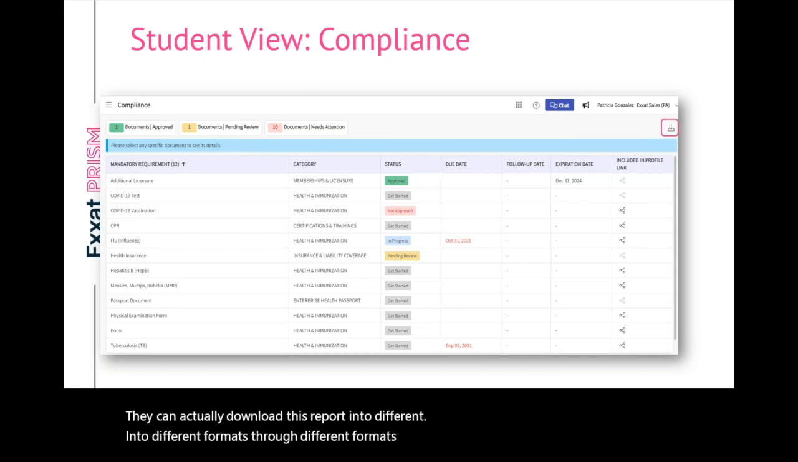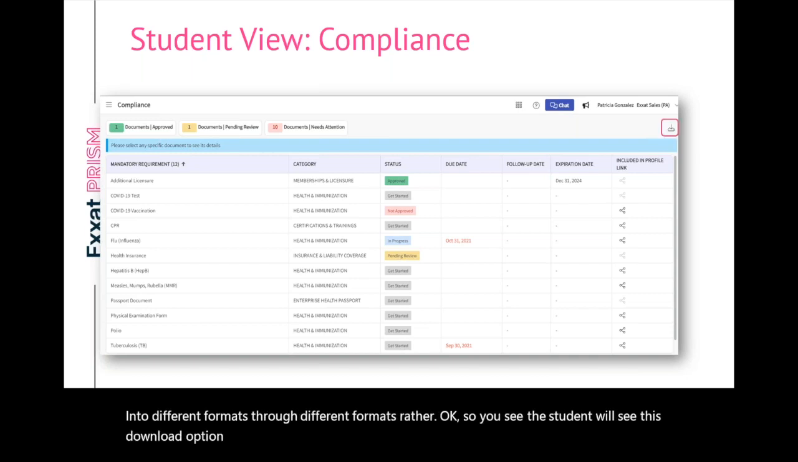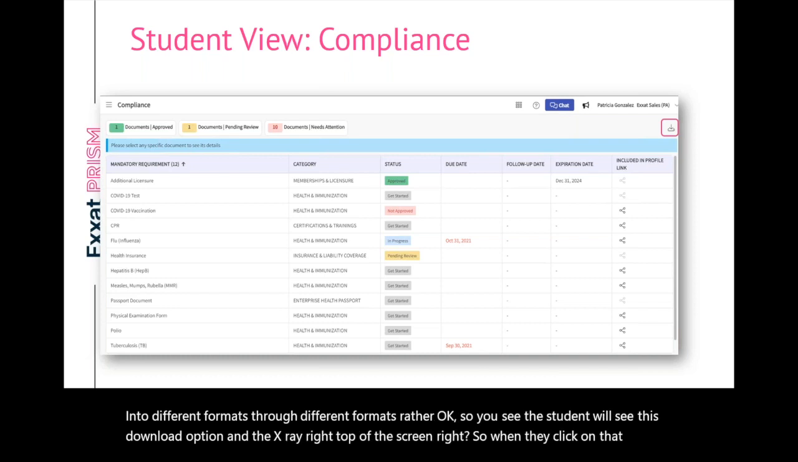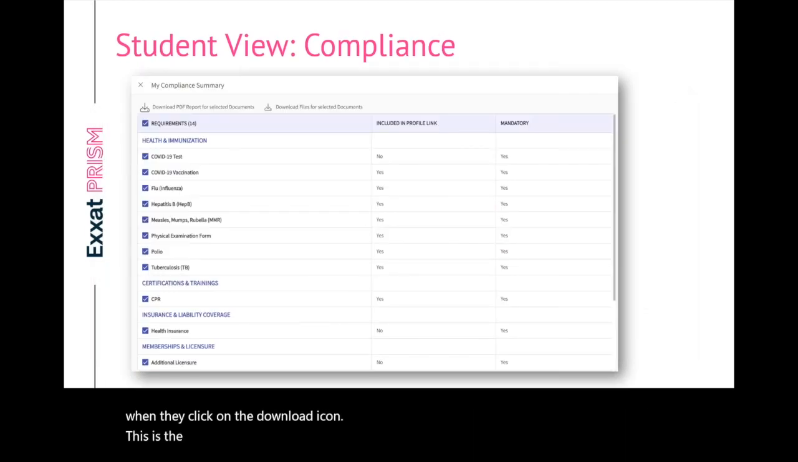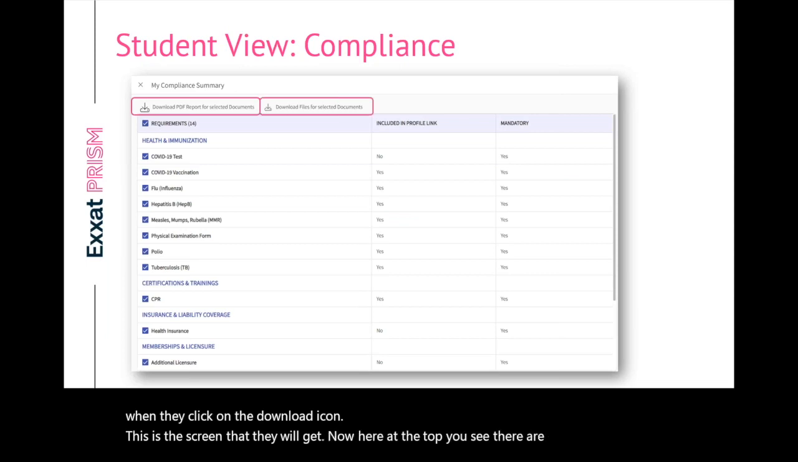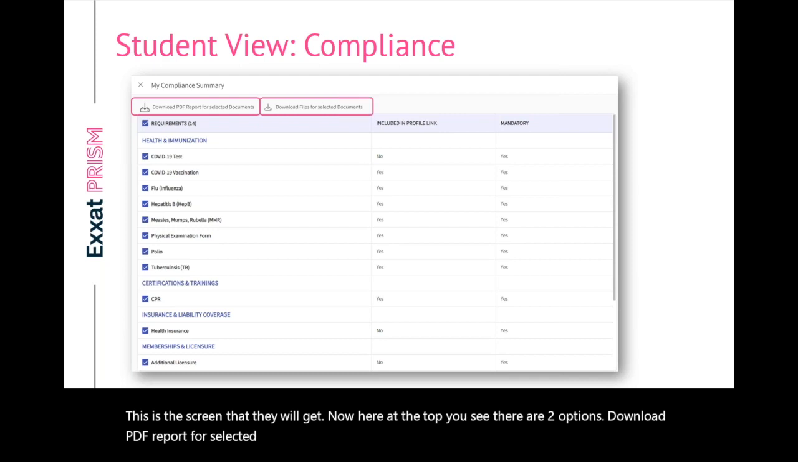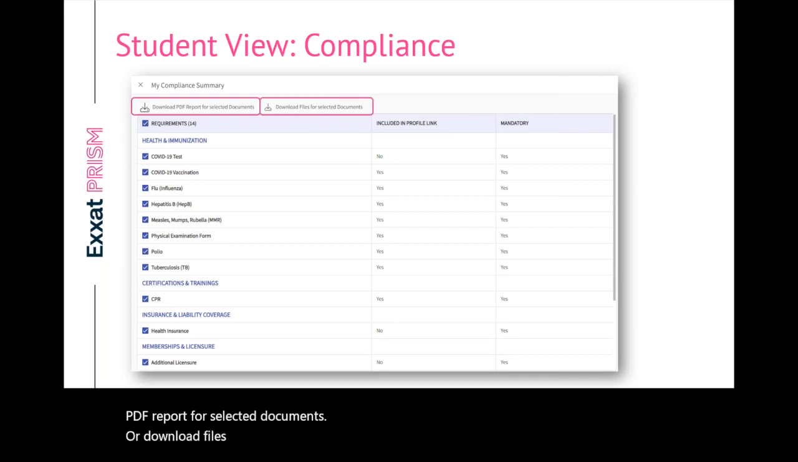Okay, so you see the student will see this download option at the extreme top right of the screen, right? So when they click on the download icon, this is the screen that they will get. Now here at the top, you see there are two options: download PDF report for selected documents or download files for the selected documents. Now, what is the difference?